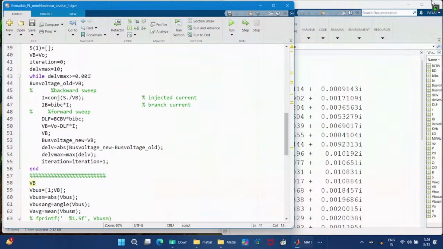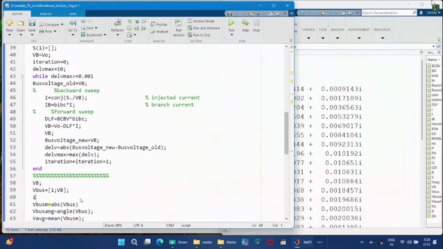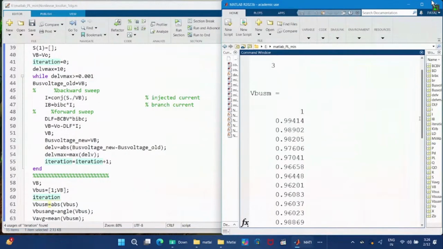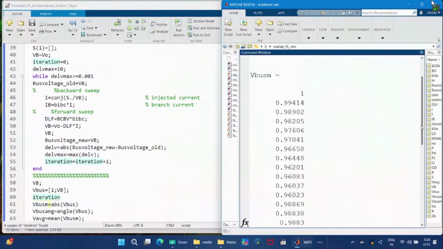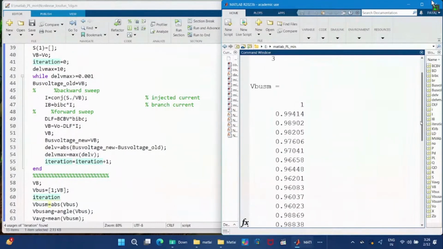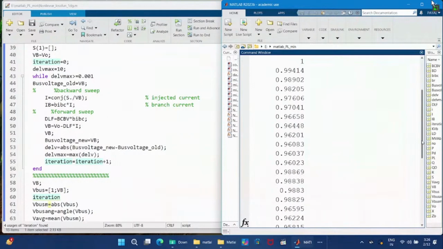If it reaches this limit, we stop the iteration and calculate the voltage for all nodes, which will be displayed. We'll see how many iterations are going on. It's a very simple one. Within 3 iterations, we are able to achieve the bus voltage data for the 34 bus system.